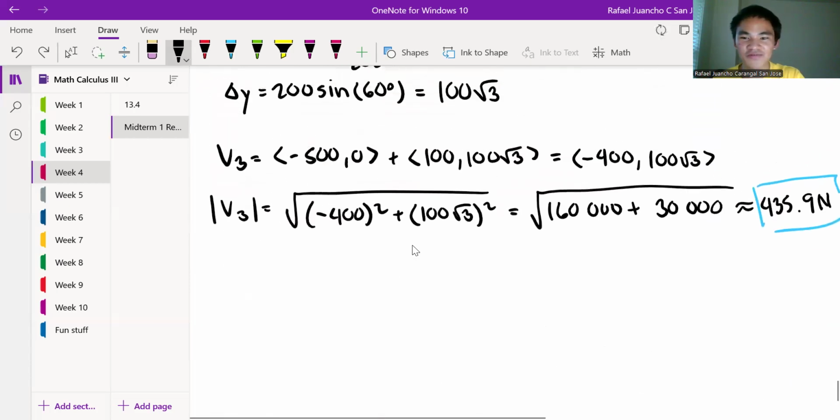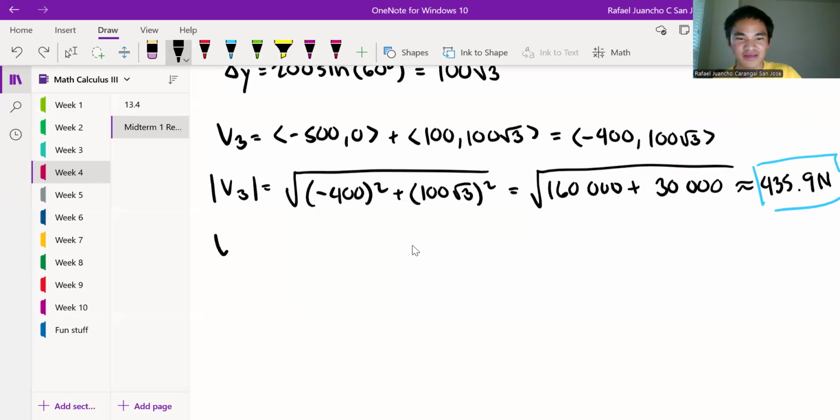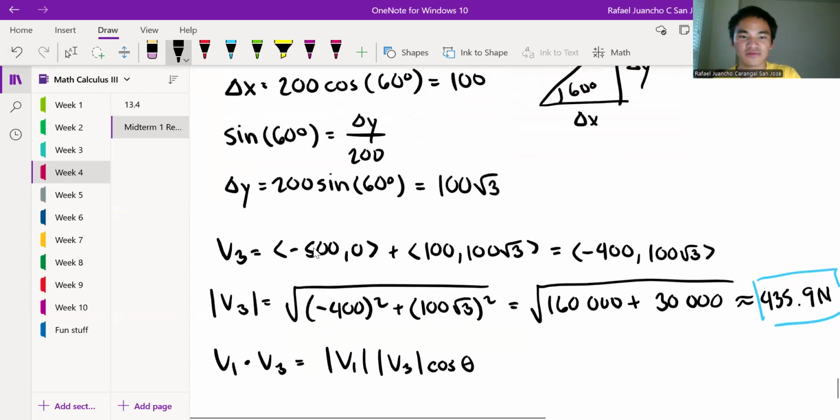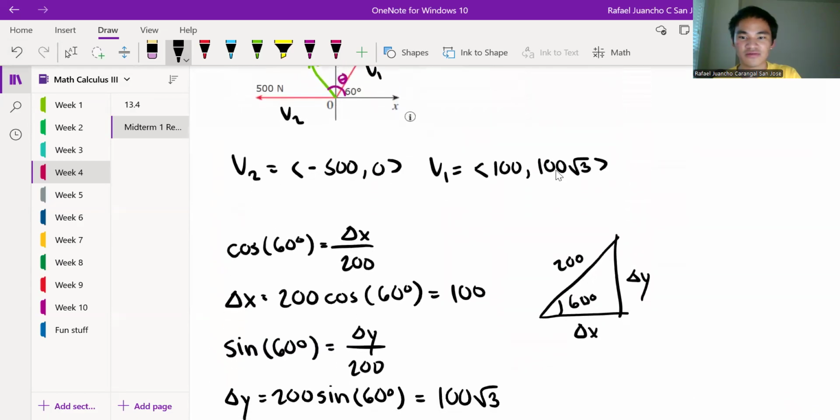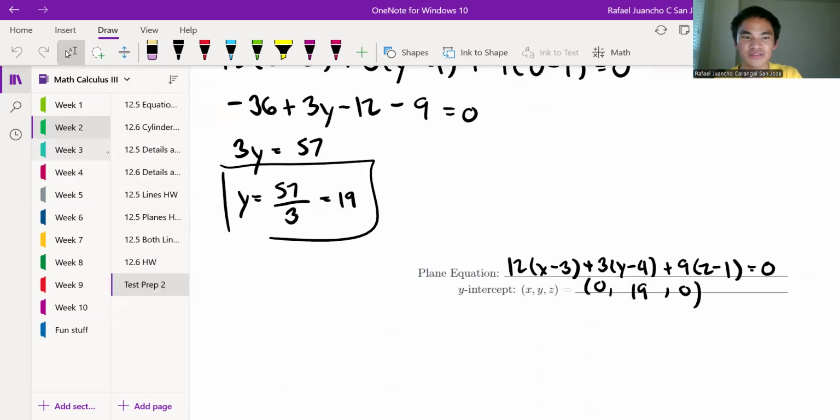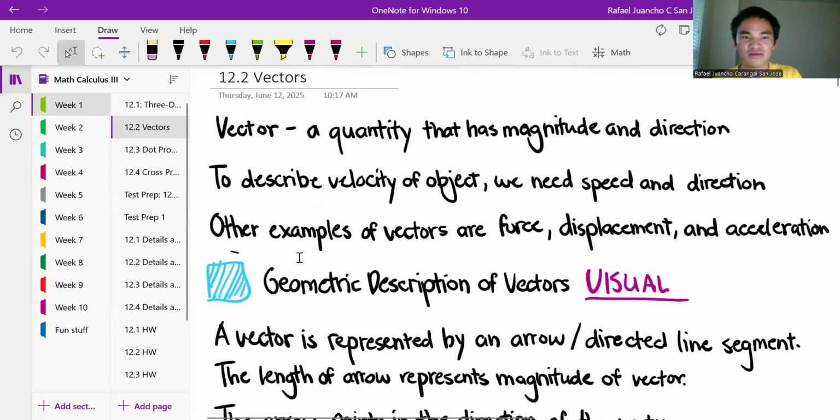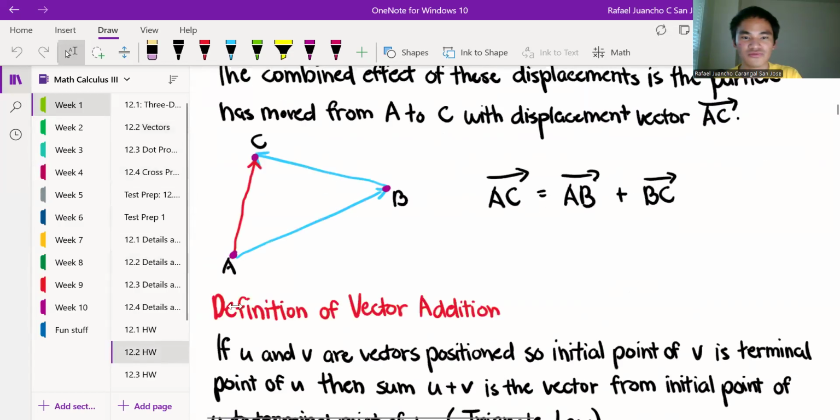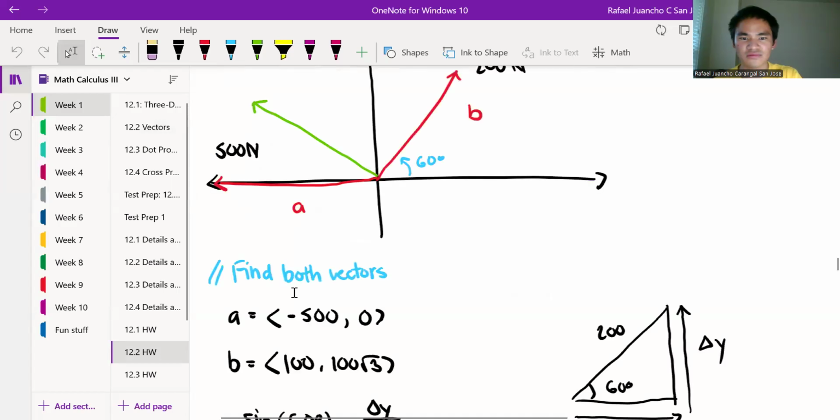Okay, let's do it. So to find my angle, I'm going to try something nice here. I'm going to say my dot product of V1 and V3 is their magnitudes times cosine theta, right? And so what's the dot product of those two? 100 and 100 square root of 3. Oof. Okay, that is a nasty computation. Maybe that's why maybe there was an easier way to do this, which I totally forgot. It should be somewhere here, maybe.